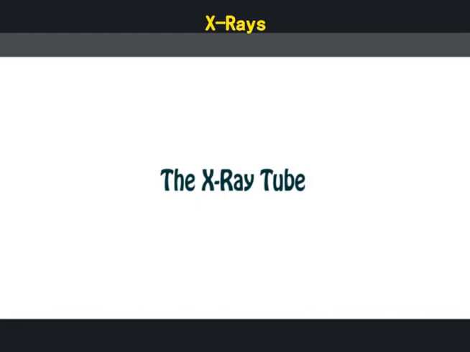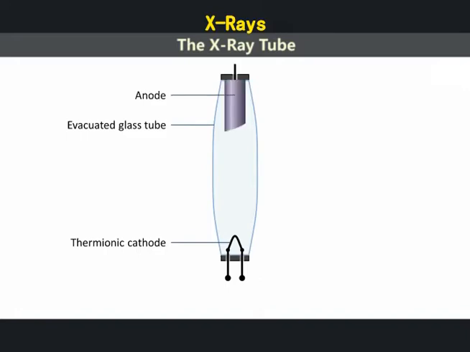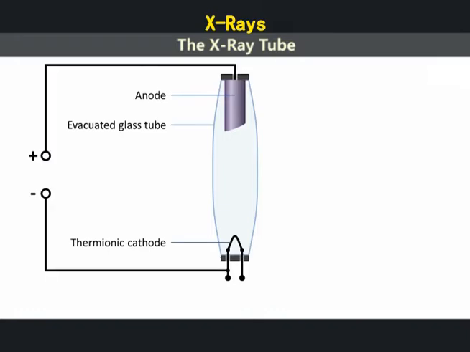Now, let's look at a simplified model of the X-ray tube. We have the evacuated glass tube. In the one end, we have the thermionic cathode made of a tungsten filament. The anode is located at the other end. From a high voltage source, the positive terminal is connected to the anode and the negative terminal to the cathode.